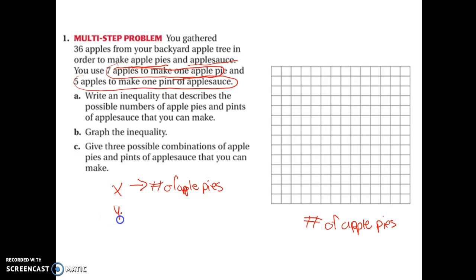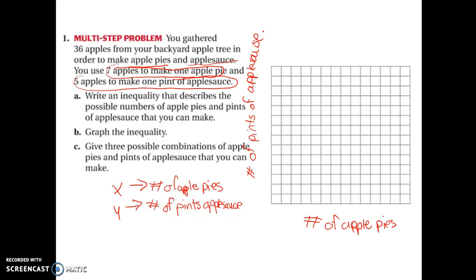And that would make my y value the number of pints of applesauce. So I'll put that over here, number of pints of applesauce.